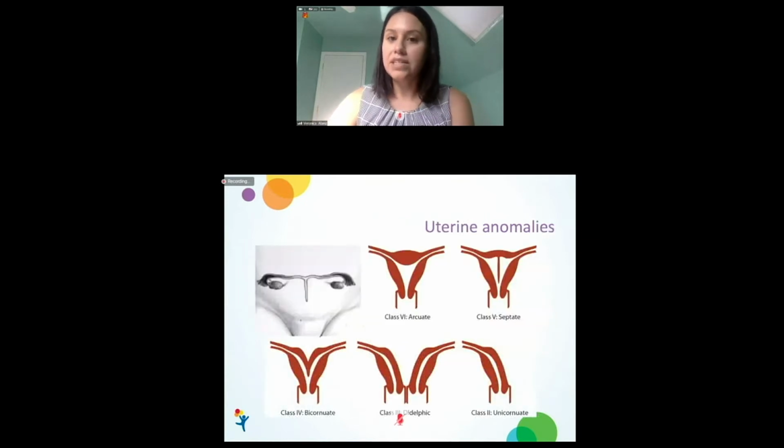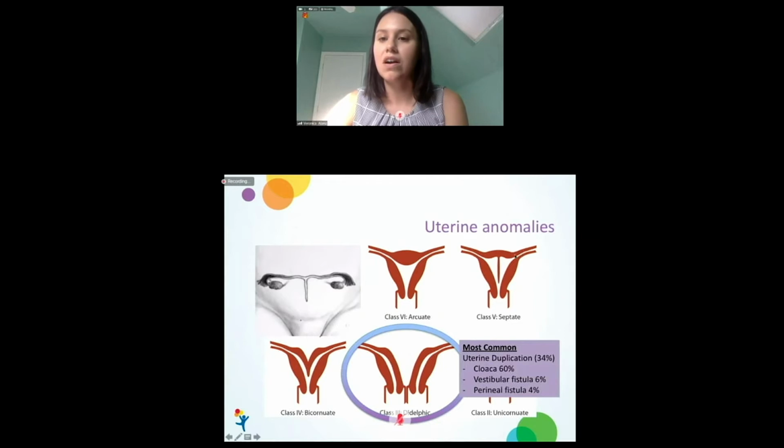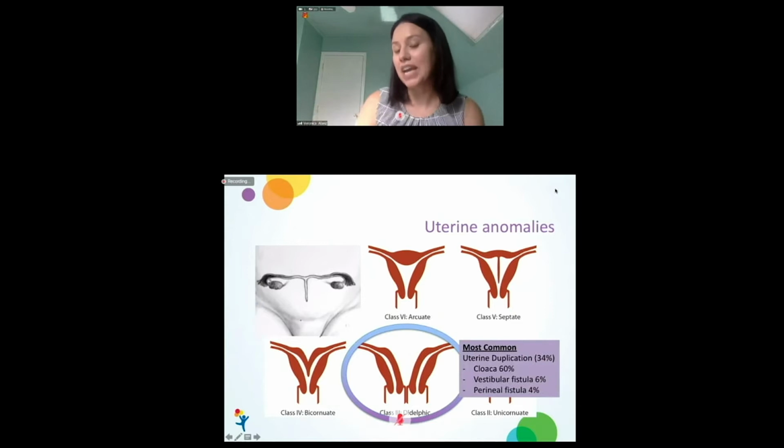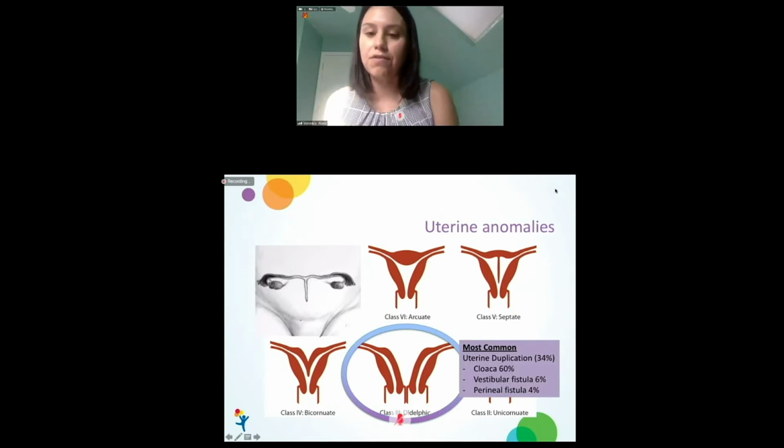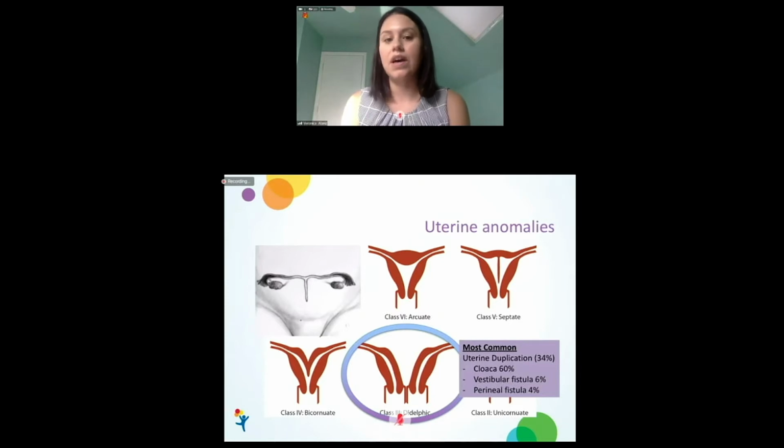We know that uterine anomalies are common in patients with anorectal malformations. So the most common is uterine duplication, in about 34% of patients. And we see this most commonly in patients with cloaca. Up to 60% will have a didelphys uterus, meaning two uteri or uterine duplication.